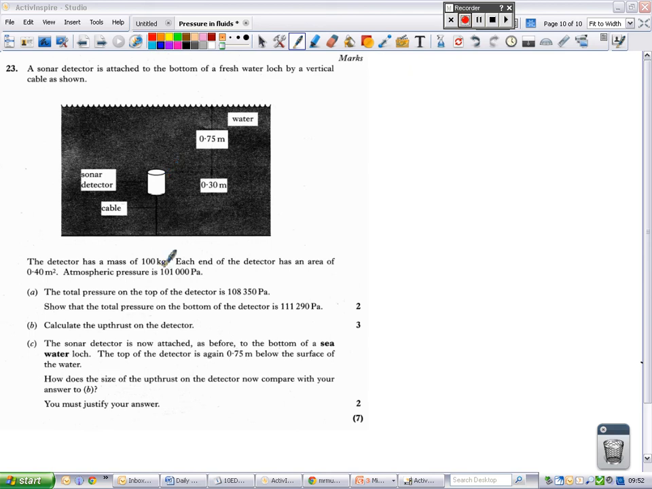So you're given some information there. The detector has a mass of 100 kilograms, atmospheric pressure is 101,000 pascals. Show that the total pressure on the top of the detector is 108,350. Sorry, that's given, and then show that the total pressure on the bottom of the detector is 111,290.